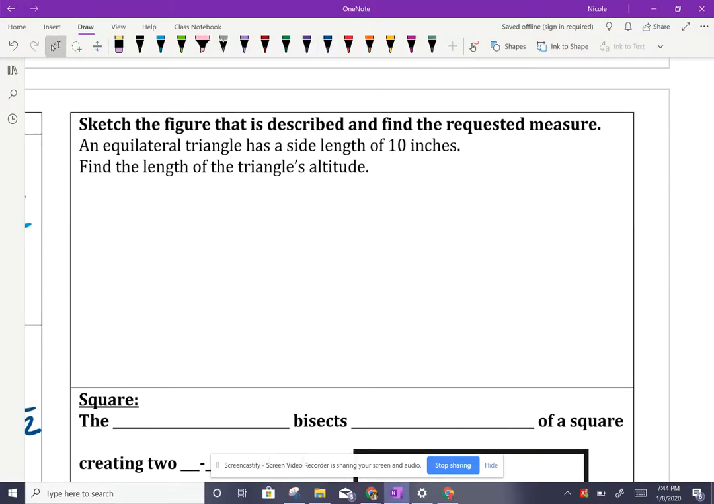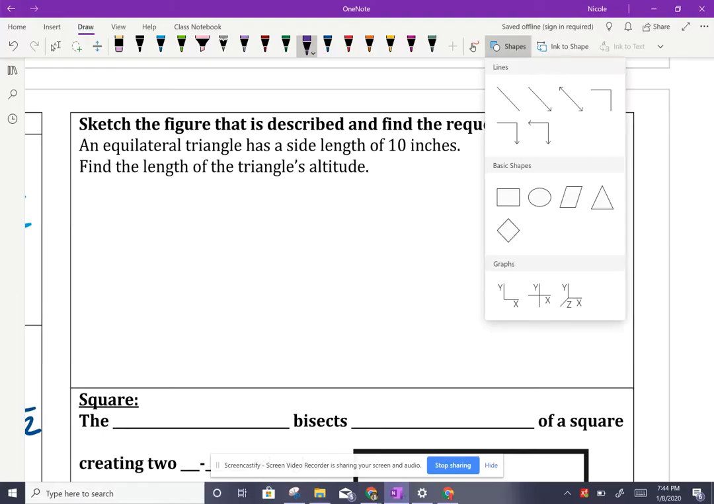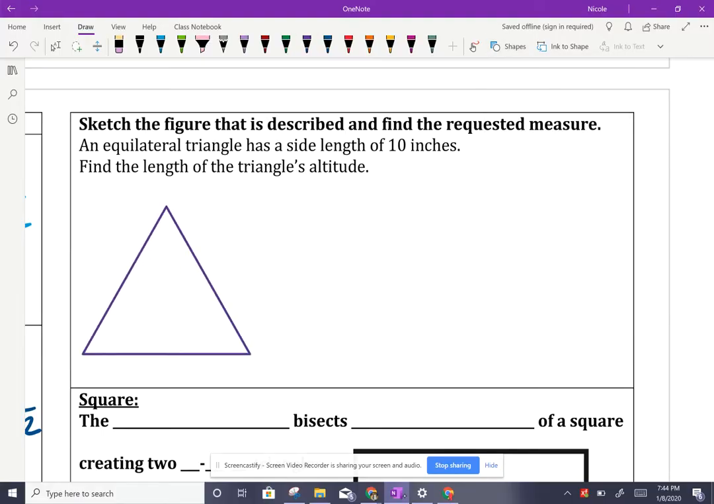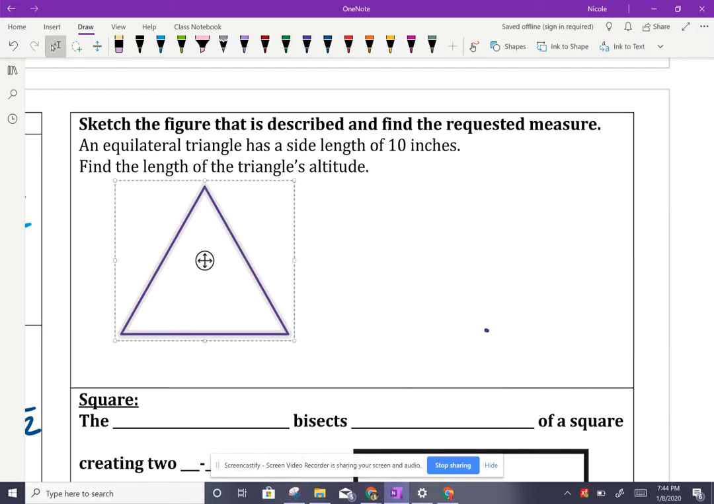So it's sketch a figure that is described and find the requested measure. So we have an equilateral triangle that has a side length of 10. Find the length of the triangle's altitude. So first we are going to draw an equilateral triangle. I'm going to use a nice pretty one that's provided for me. And I'm going to draw an altitude.